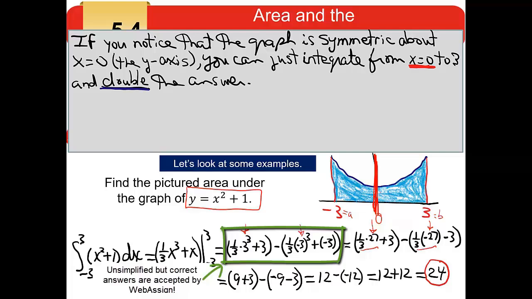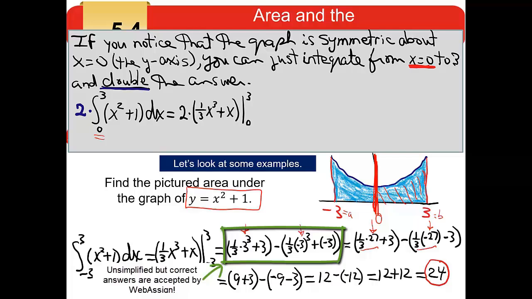So you can just try to find the area to the right and realize, well, that's just half the right answer and double it. So another option, if you notice symmetry, it doesn't always happen, but if you do notice symmetry, you can just double the answer as if you started from 0 instead of -3. And sometimes, in fact quite often, that calculation is much easier. Plugging zeros in tends to be easier.